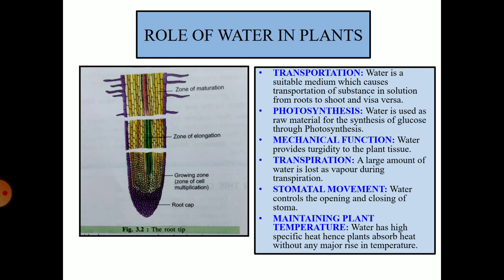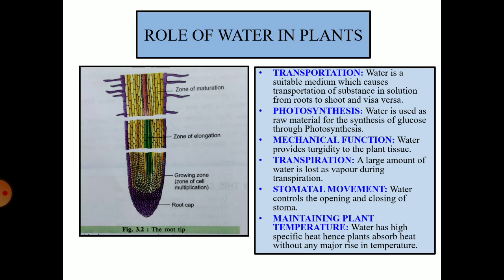What is the role of water in plants, or why do plants need water? Plants need water for transportation. Water is a suitable medium which causes transportation of substances in solution from the roots to the leaves and the food prepared by the leaves to every cell which is non-photosynthetic, that means which cannot make its own food. Next is photosynthesis. Water is the raw material for synthesis of glucose. We have already studied it in the previous chapter.